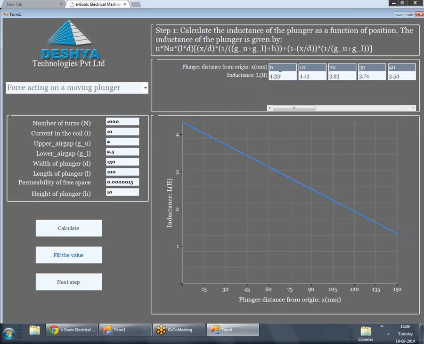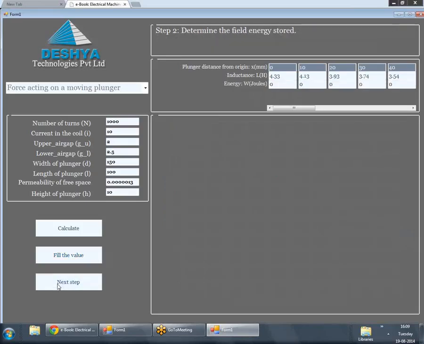In the open position, that is x equal to 0, the inductance was very high. Oh sorry, x equal to 0 means the plunger is completely closed, and at a certain other value of x, 150 millimeters, the plunger is far away from the remaining magnetic circuit, so the inductance is low because our air gap has increased. Then after that we go to the next part.